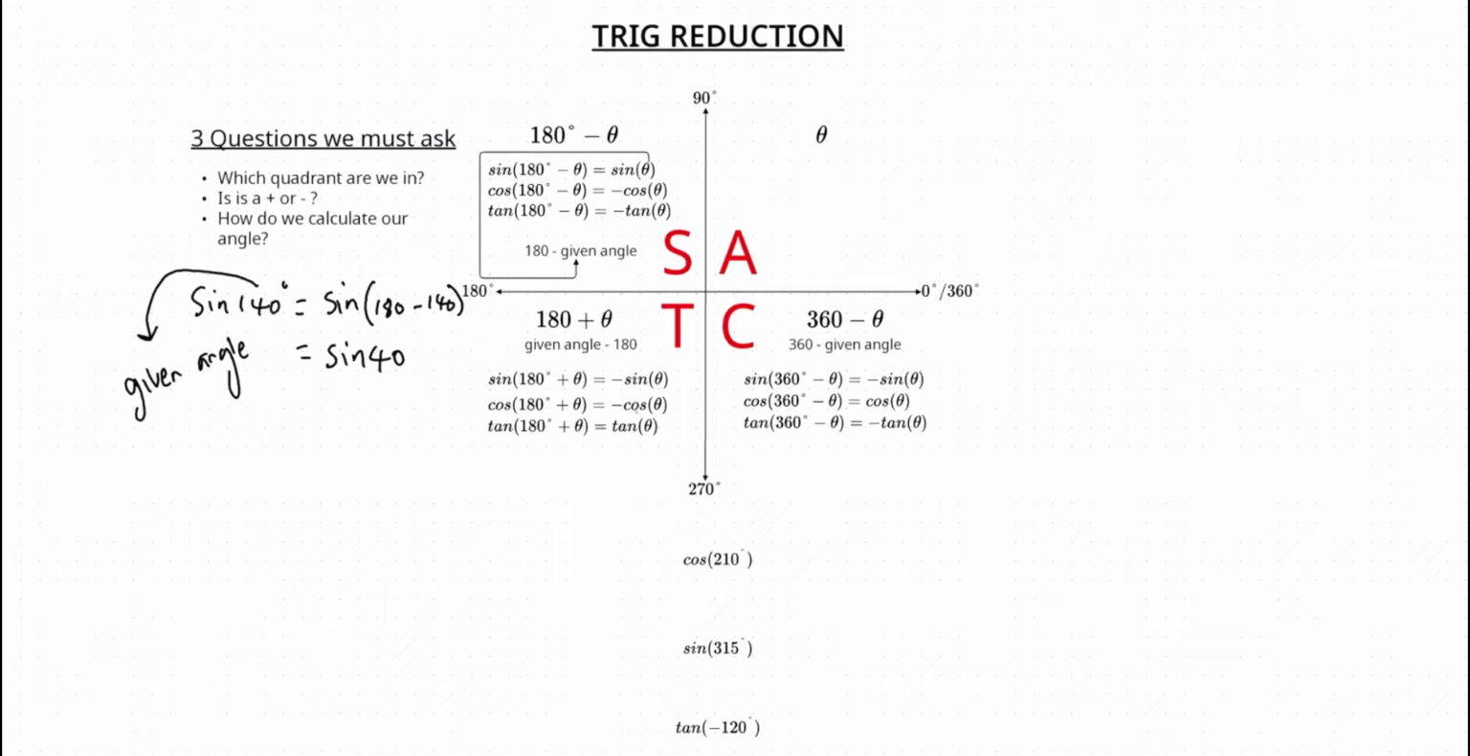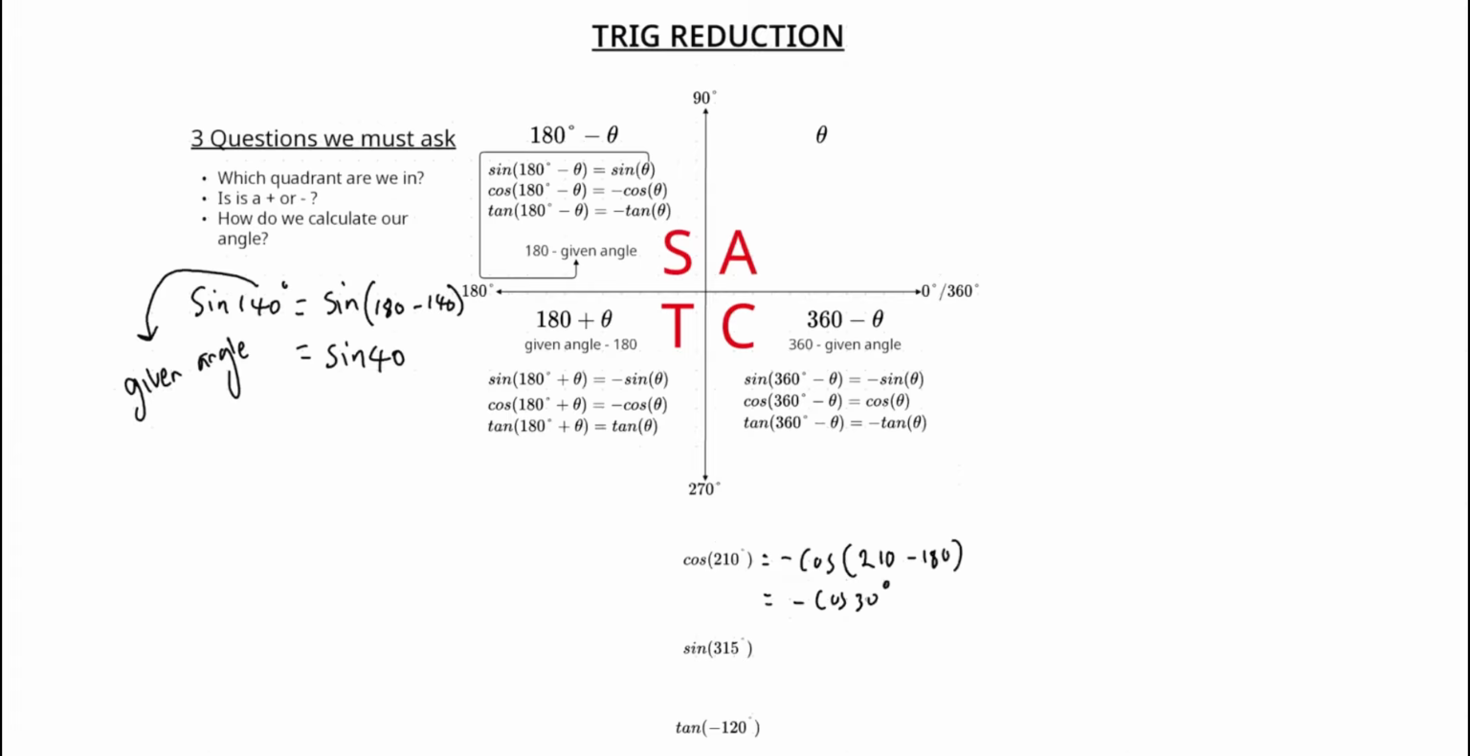So how do we work out the theta? We need to use the formula of given angle minus 180. Let's go step by step. We're going to have negative cos. How do we know negative cos? Because we found out we're in this quadrant, and in this quadrant, when we're reducing cos, we're left with a negative cos. And how do we work out what's within the brackets? We simply take the given angle, which is 210, and we subtract 180, and we will be left with negative cos 30.